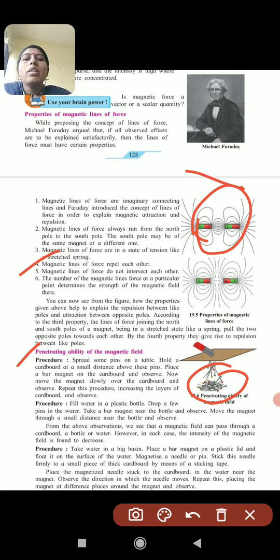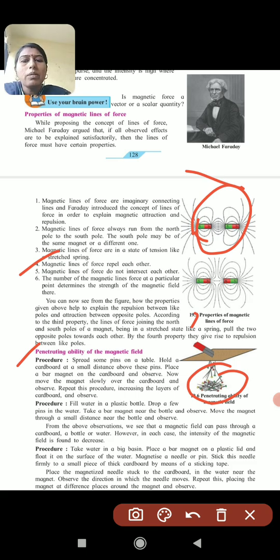Next, fill a plastic bottle with water, drop the pins into the water, and take a bar magnet near the bottle. The magnet can still attract them through it. From this you can understand that the magnetic field can pass through cardboard, a bottle, or water, but the intensity of the field is found to be decreased.